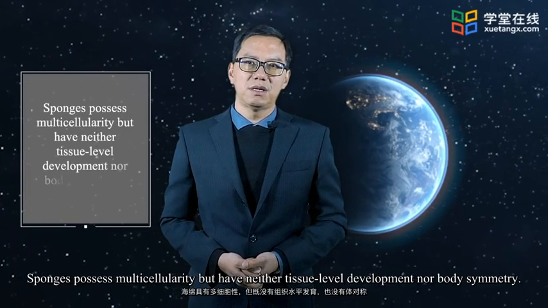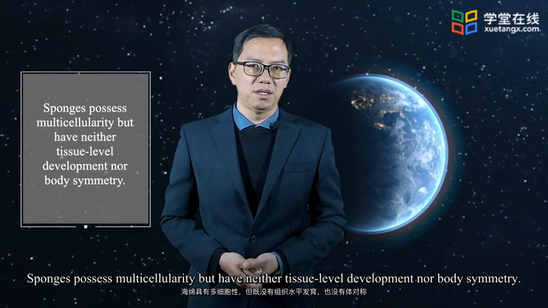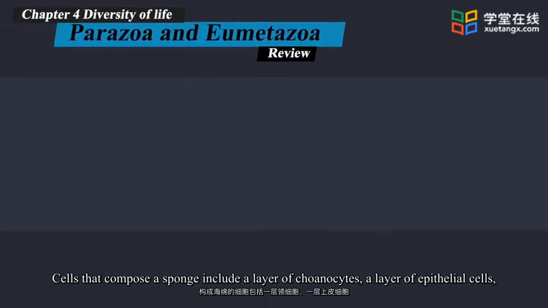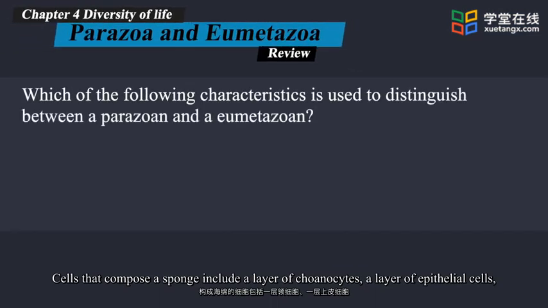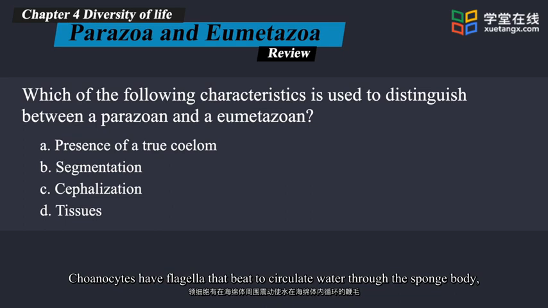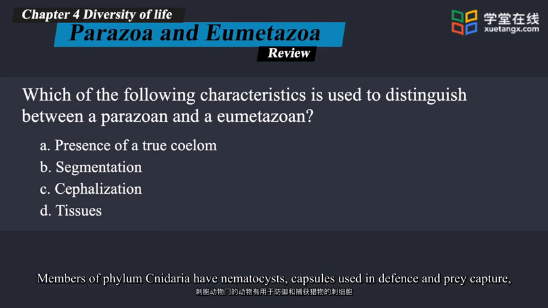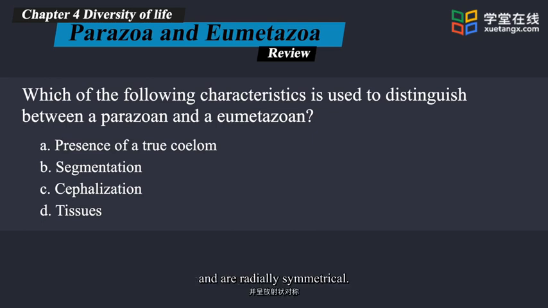Sponges possess multicellularity but have neither tissue-level development nor body symmetry. Cells that compose a sponge include a layer of collar cells, a layer of epithelial cells, and amoeboid cells in the mesohyl between the two layers. Collar cells have flagella that beat to circulate water through the sponge body, allowing food particles to be trapped. Members of phylum Cnidaria have nematocysts, capsules used in defense and prey capture, and are radially symmetrical.